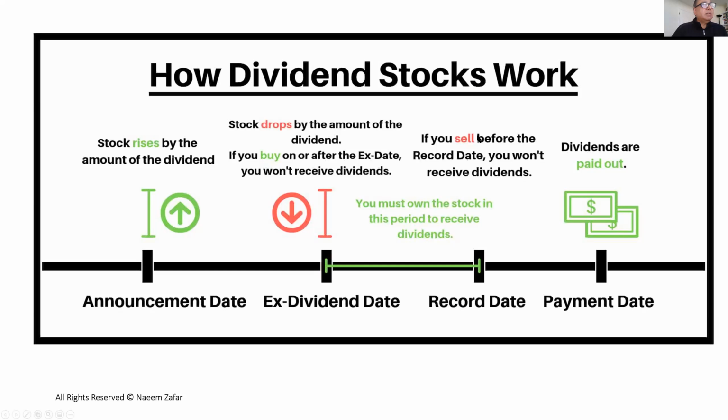So this is something about dividends, how that works. The answer is there. The stock rises by the amount of the dividend, and then drops by the amount of the dividend after the date the dividend is given, just as we were discussing earlier. If you sell before the record date, you have to hang on for so many days until the day of record. So this is the period.